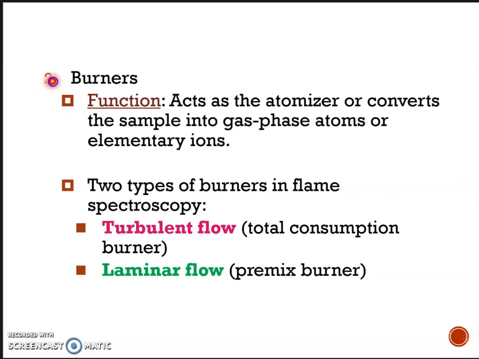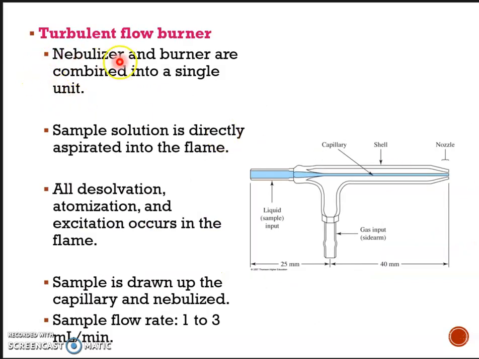Okay, the second one, yang first tadi nebulizer, the second one is burner. Burner, the function of burner is as an atomizer, convert sample into gas phase, atom or elementary ion. Because burner ni adalah api. So, dia boleh convertkan sample kita jadi atom ataupun jadi elementary ion. There are two types of burner. We have turbulent flow burner and laminar flow burner. So this is turbulent flow burner. Nebulizer and burner are combined into a single unit.